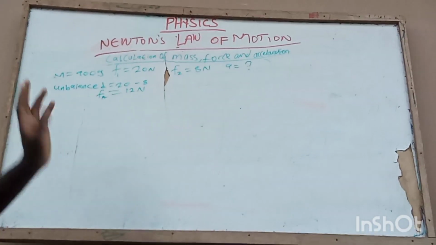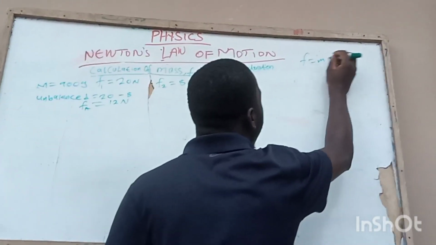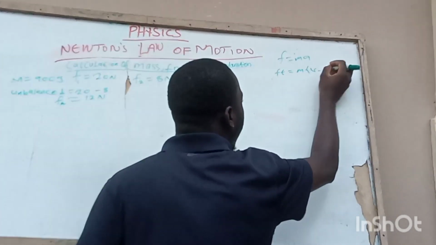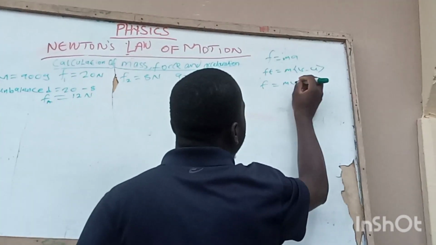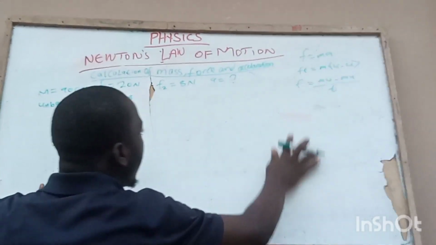So going by our formula, let me write the 3 formula right here. F is equal to what? MA. Ft is equal to M into bracket V minus U, and F is equal to MV minus MU, all divided by T. So these are the first formula. So let me check all these 3 formulas in respect to this question.